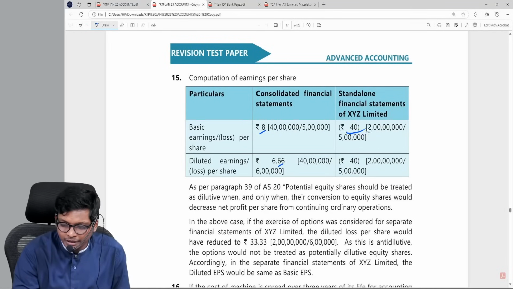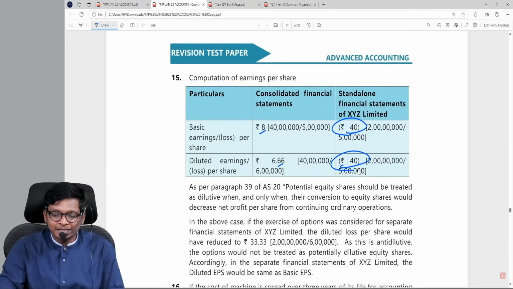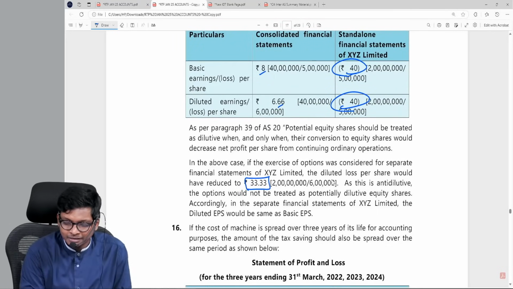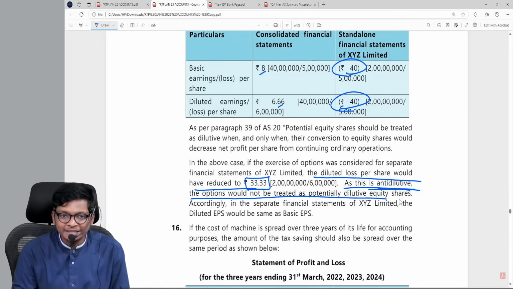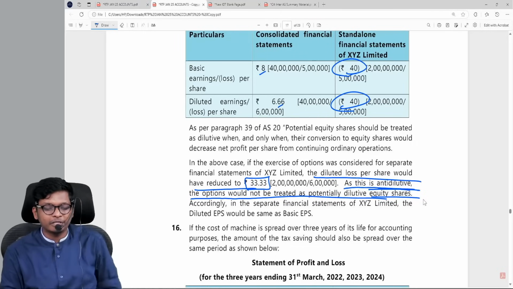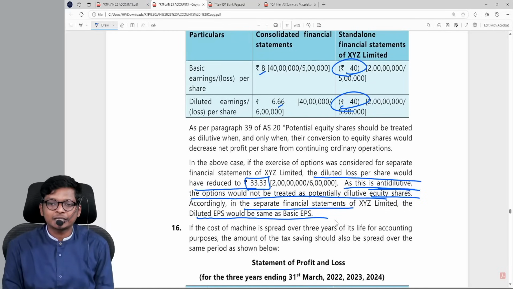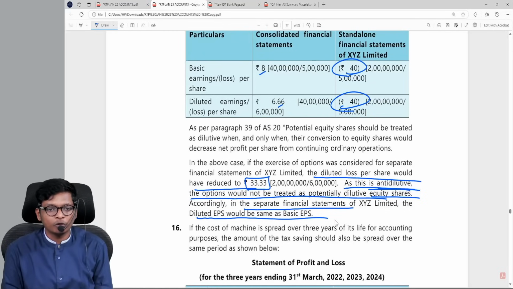That's what they're showing here. Both places negative 40. And here they're saying 33.33, the diluted loss per share would have been reduced. As this is anti-dilutive, the options would not be treated as potential dilutive equity shares. Therefore, for the separate FS, the diluted EPS would be the same as basic EPS. New question. Are you following, guys?